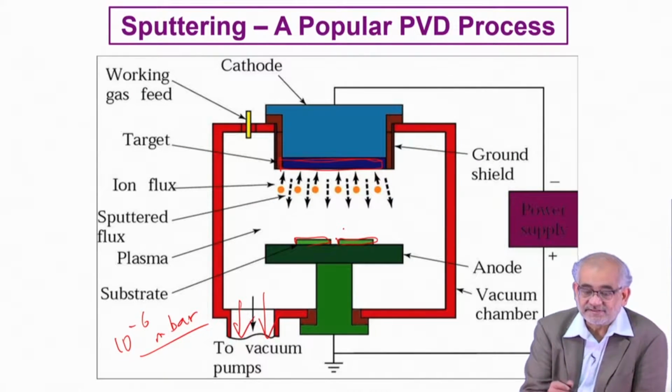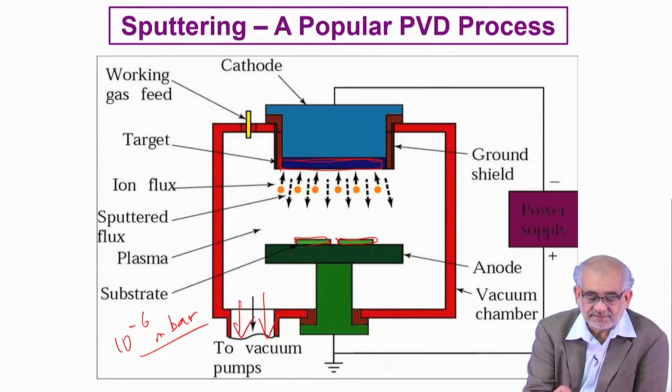So the argon gets ionized, and during the pulse on time, these positive ions get very highly accelerated. They move at a very high velocity towards the negatively biased electrode, the cathode. So these are the argon ions which are now energized at a very high velocity, accelerated towards the cathode. And when they hit the cathode, they will be able to dislodge some of the atoms sitting on the surface.